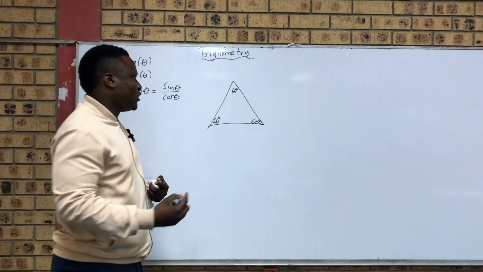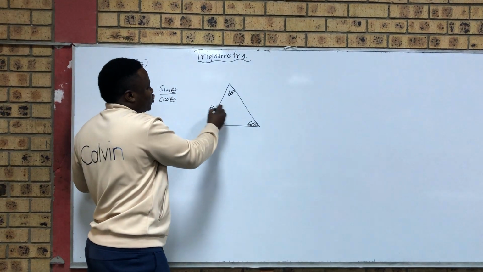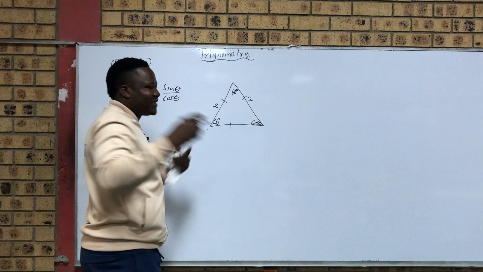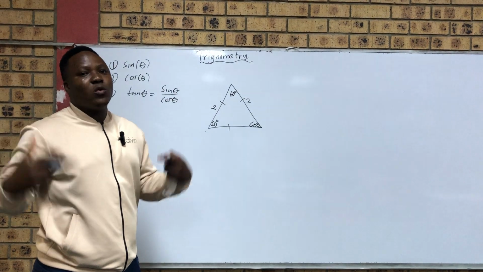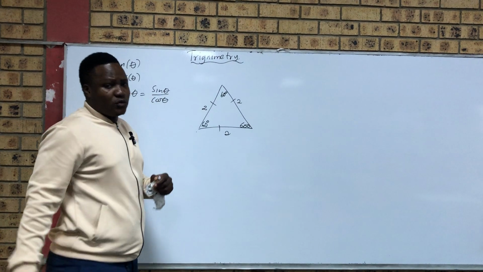And also, it is assumed that from this side to that side, the length is just 2. The very same thing is going to be 2, because remember, in an equilateral triangle, all sides are equal and all angles inside are equal to 60. Then you'll have 2 and 2, and you also have 2.